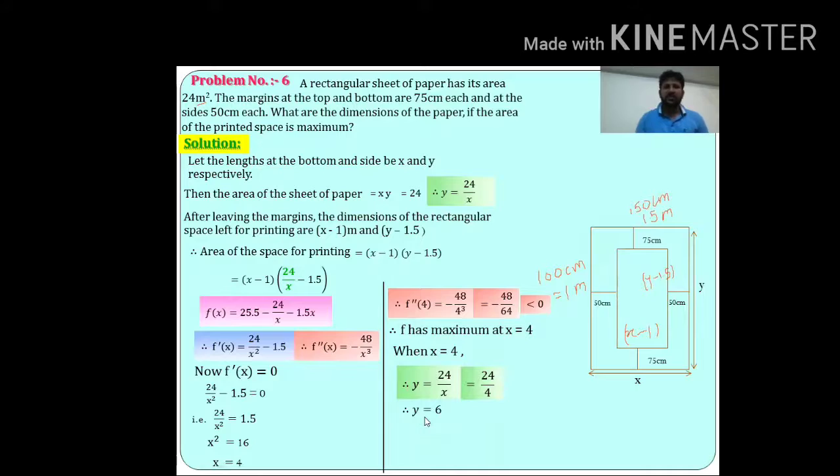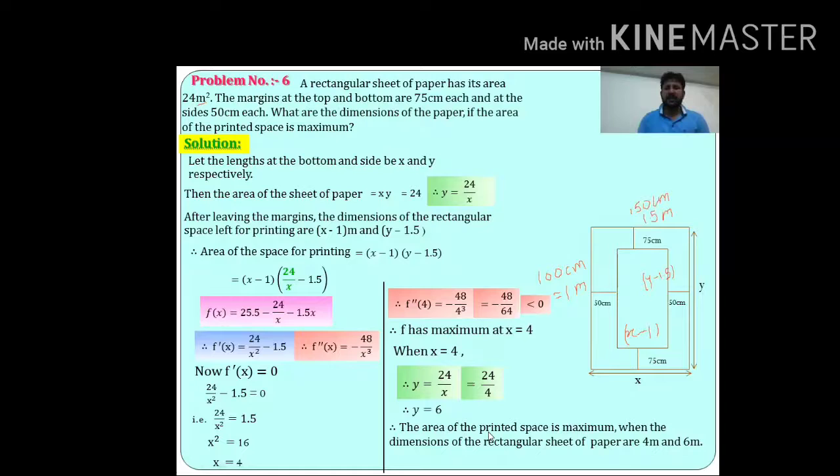Hence, the dimensions of the paper are 4 meters and 6 meters. Check the final conclusion: the area of the printed space is maximum when the dimensions of the rectangular sheet of paper are 4 meters and 6 meters.